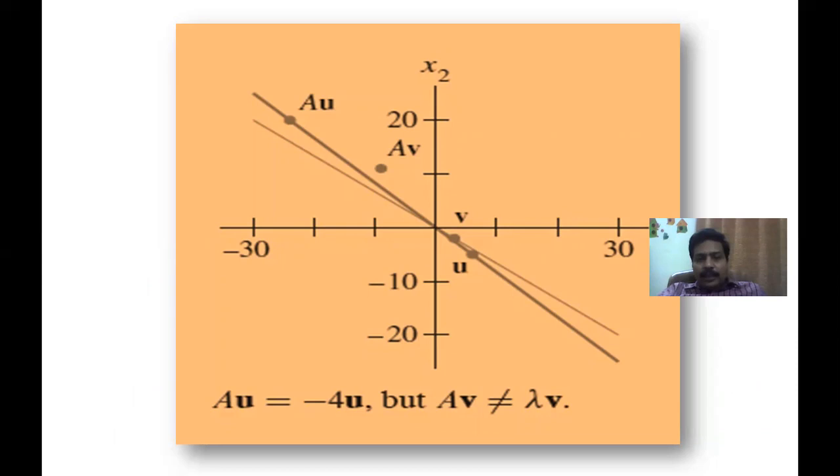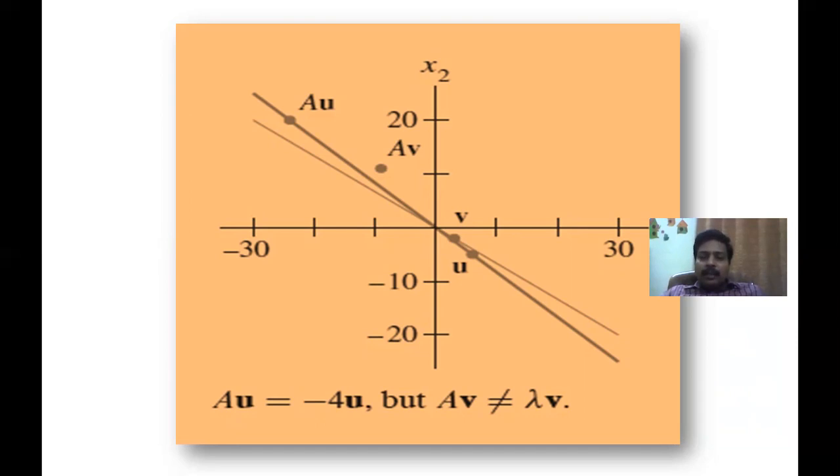So geometrically we can see that this is our U and this is our V. So AU is also in the same direction, in the same direction. So U is an eigenvector. In other words, we can say that AU is in the line joining origin and U in coordinate geometry.